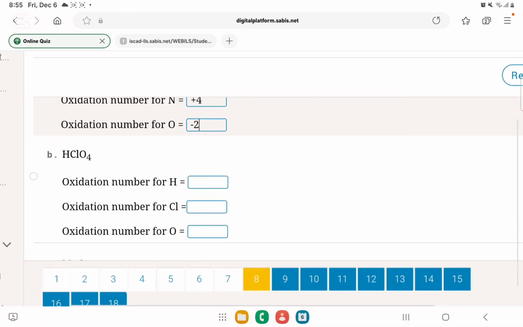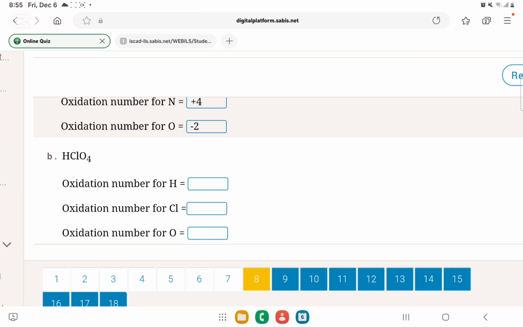Okay, and then here, the oxidation number of hydrogen is always +1, except when it's with metal hydrides, which here it isn't. And the oxidation number of Cl is always -1 except when it's with oxygen or fluorine, or F. Here it's with oxygen, so it's not -1, so we're going to have to find that by solving. And oxygen is always -2 except when it's with F or peroxides, which here it isn't, so it's -2.